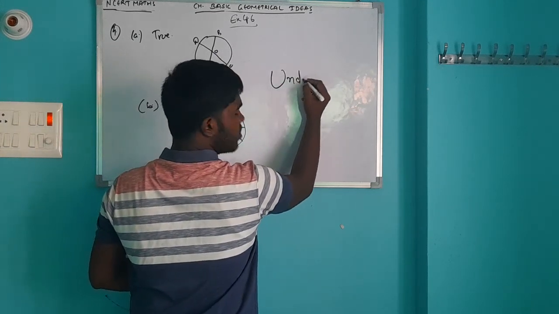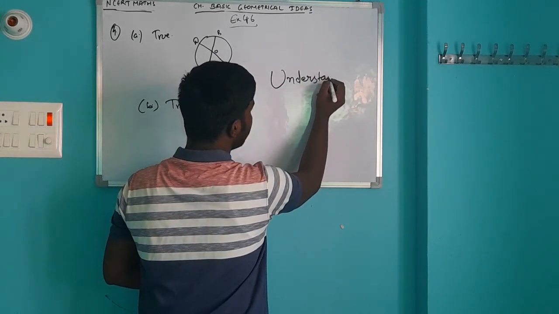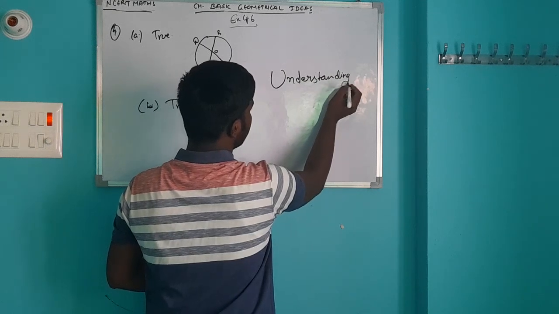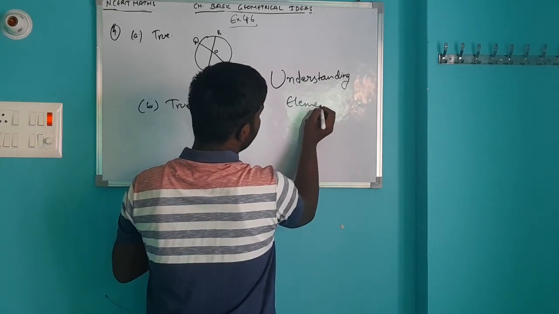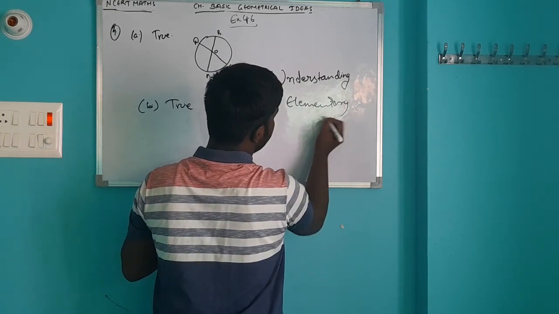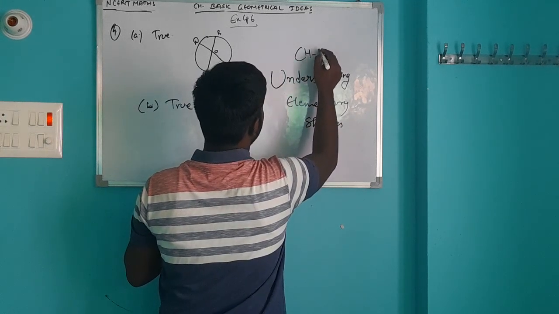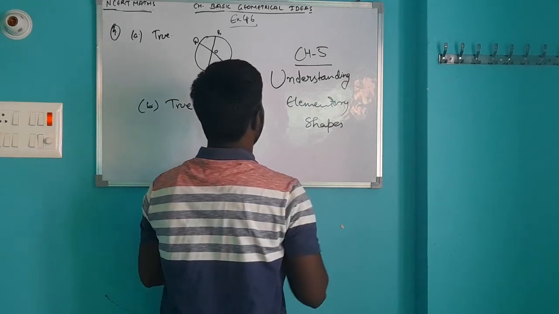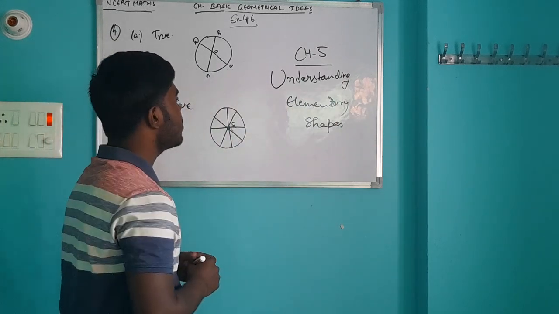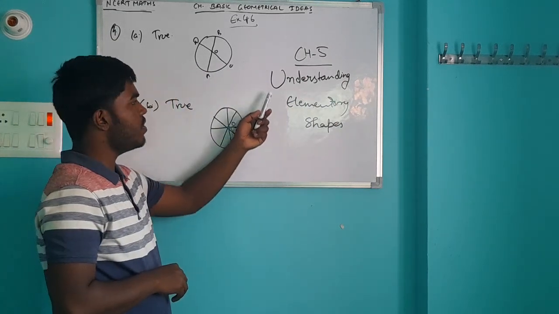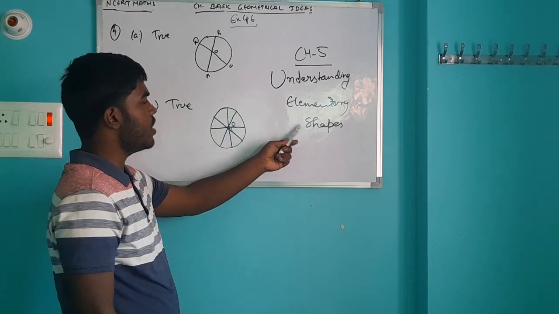In next class, we start our next chapter, which is chapter number 5. From next class, we start our 5th chapter, which is understanding elementary shapes.